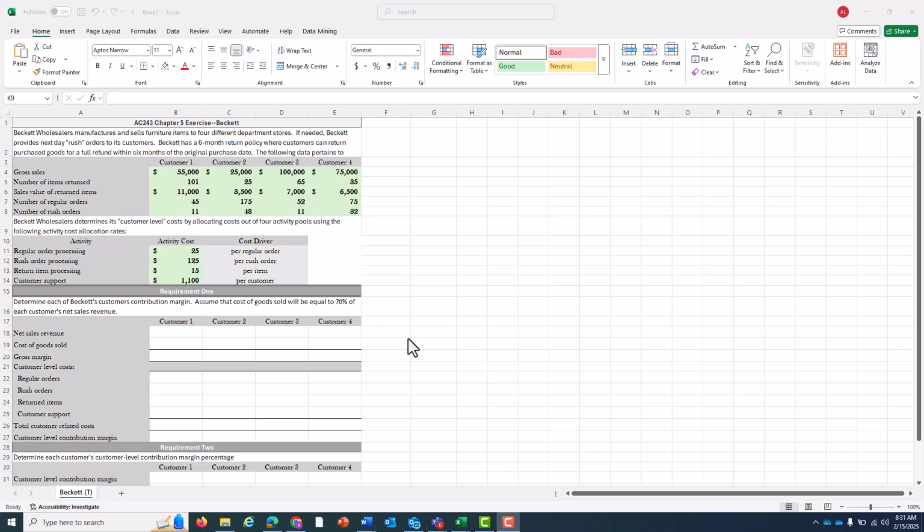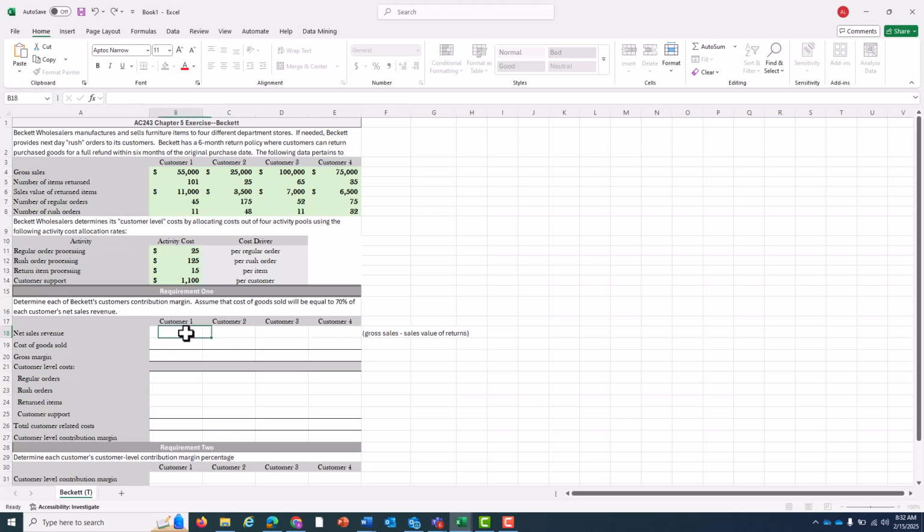So in requirement 1, we're going to go through and find each customer's margin. The first thing that we have here is our net sales revenue. What is net sales revenue? It's your gross sales less all of your contra revenue accounts, things like returns, allowances, etc. Well, we have some of those. We know how much sales value was for each customer's returned item. So in this spot, I can just have this be our gross sales minus our sales value of returns.